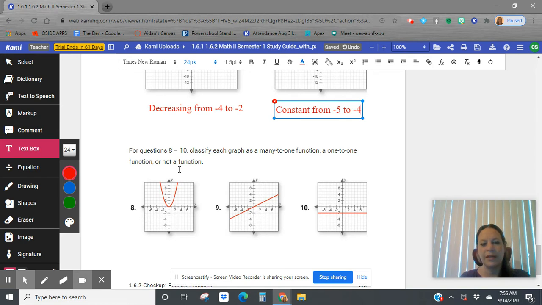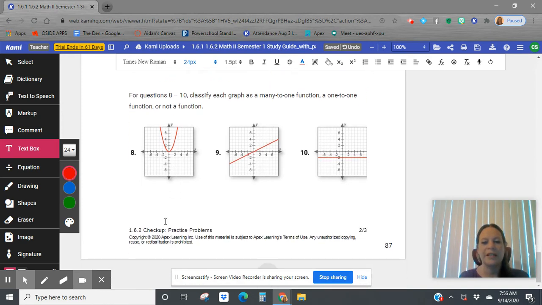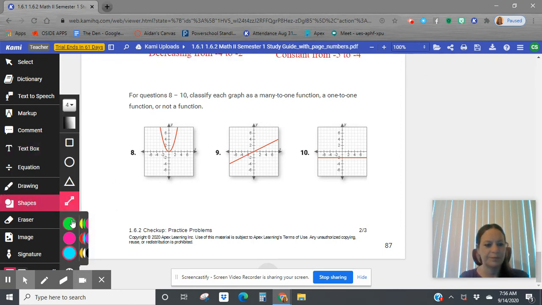For questions 8 through 10, classify as a many-to-one, a one-to-one, or not a function. So remember that step 1 is that we first need to do the vertical line test. If it passes the vertical line test, then we can go further to say one-to-one or many-to-one. If it doesn't pass the vertical line test, we wouldn't go any further. These happen to all be functions. Here's how we know. So vertical line test, touches once, touches once, touches once. Since these are all functions, we now can do the horizontal line test and see if they're many-to-one or one-to-one.